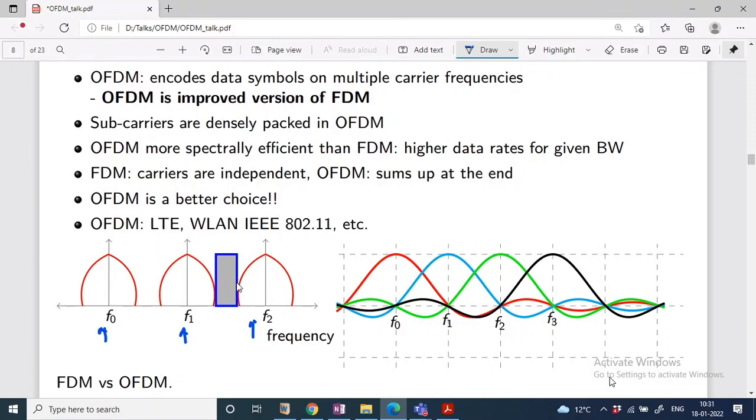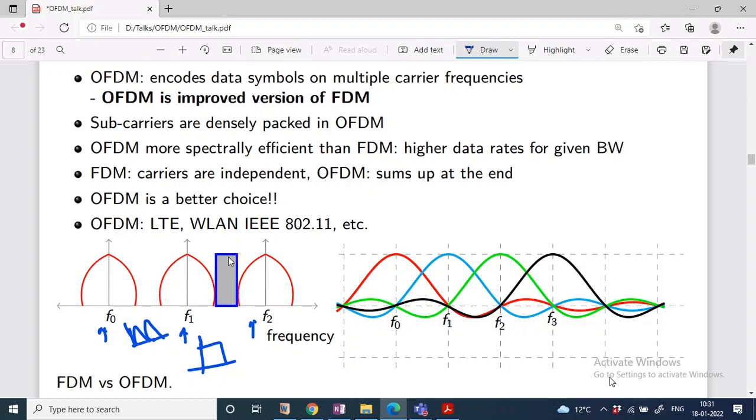Another thing is that we need high sharp cutoff filters. If there is no guard band, then we need a very sharp cutoff filter, which is generally difficult to design or very complex. So we put some guard band between these two frequency bands to handle the intersymbol interference in the frequency domain.